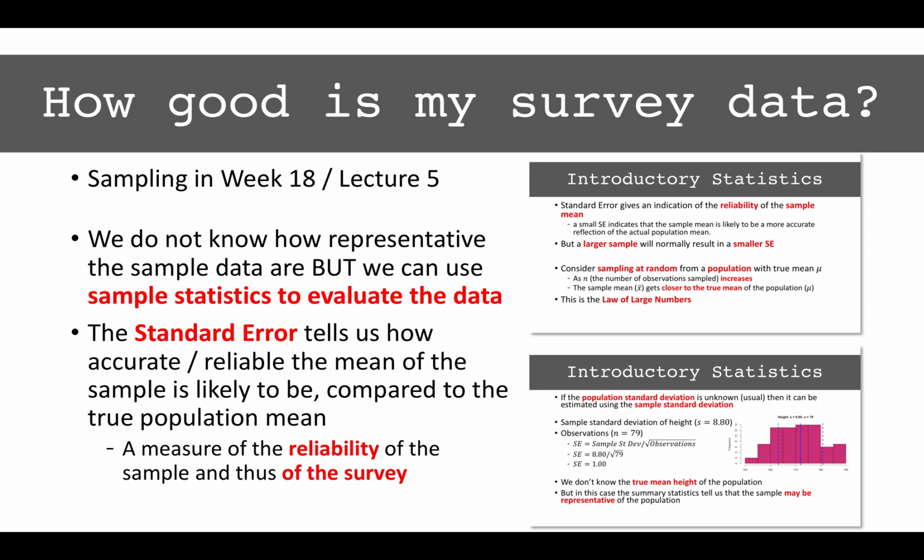And the standard error of, let's say, mean height tells us how accurate or reliable that mean is likely to be when compared with the true population mean, which we don't know. The standard error not only tells us about mean height, it also gives us a measure of the reliability of the sample and thus the survey. So we can get some indication of how good our survey is by examining the standard errors.